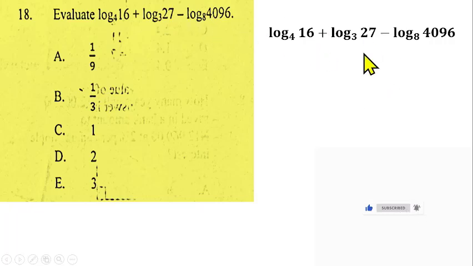There's a video on my channel right now where I explain everything on logarithm, and I want you to watch that video. You will really understand what logarithm is saying.